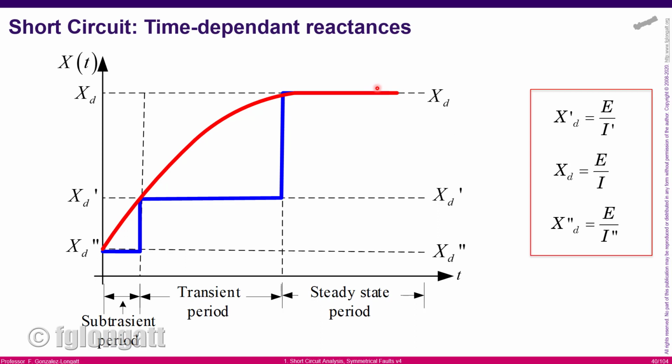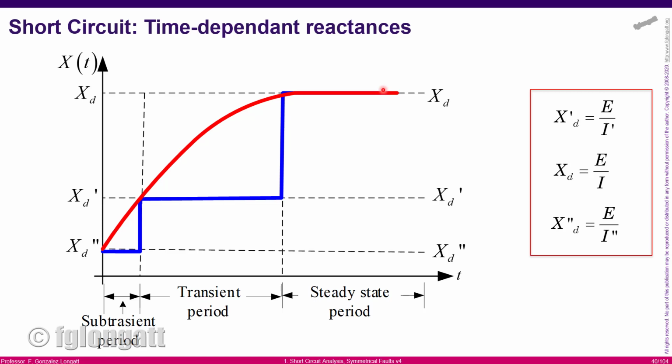Finally, if the short circuit stays at the terminals of this synchronous machine, we have steady state fault conditions, and we call that constant value the steady state inductive reactance for the synchronous machine. Conclusion from this very important plot: the reactance inside the synchronous machine is only one. However, we electrical engineers divide it in three.